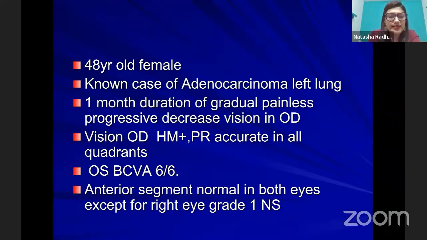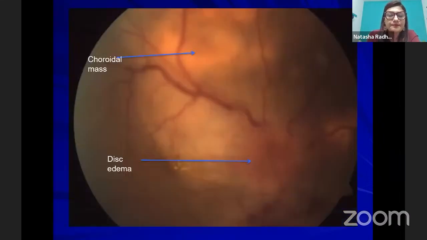This patient, a 48-year-old female, had two pathologies. She has an adenocarcinoma of the lung, and she's also having TB.